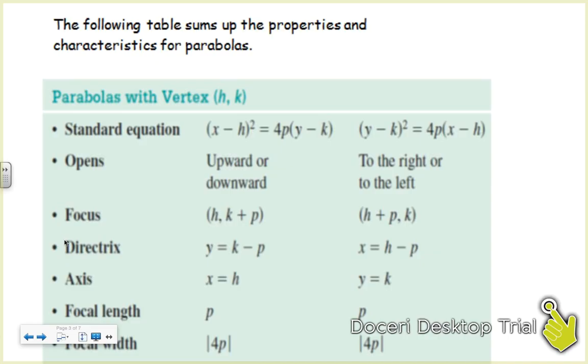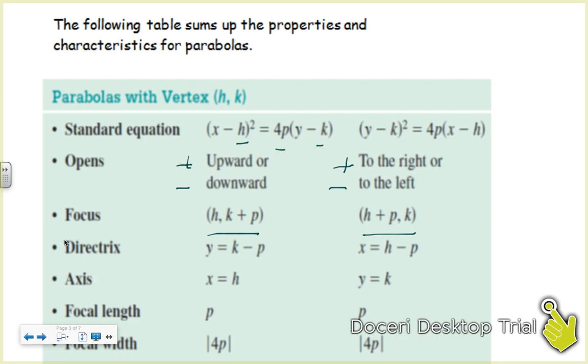Big things that you need to realize is that when it is positive, you're going to be opening up or to the right, depending on who's squared. And when it's negative, you're going to be opening downward or to the left. This is how you find the focus. You use your h's and your k's and your p-value for both of those, depending on where they are.